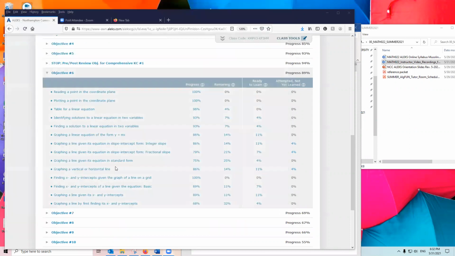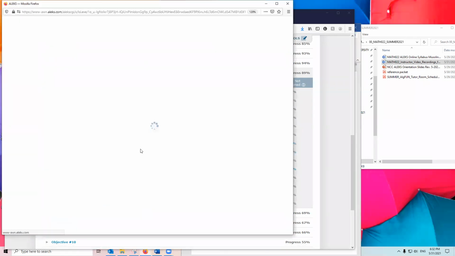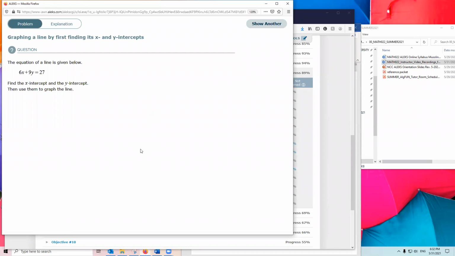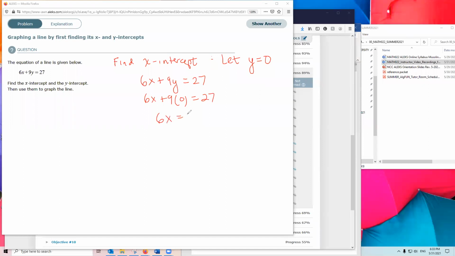In fact, why don't we go and do that? Let's do this example here. It says graph a line by first finding the x-intercept and y-intercept. All right, well, let's do it. So let's find the x-intercept first. Well, to find the x-intercept, you let y equal 0. So let's take this equation, 6x plus 9y equals 27. But I'm going to let y equal 0. That's going to be 6x plus 9 times 0 equals 27. That means 6x equals 27. Divide both sides by 6. X equals 27 divided by 6.